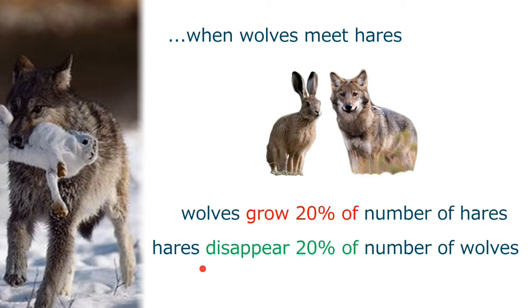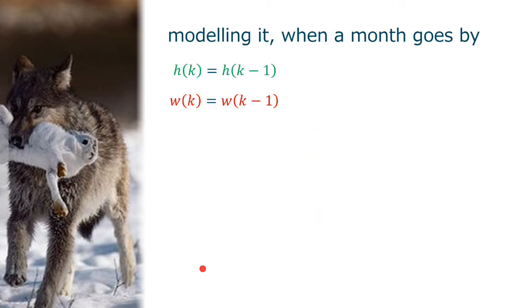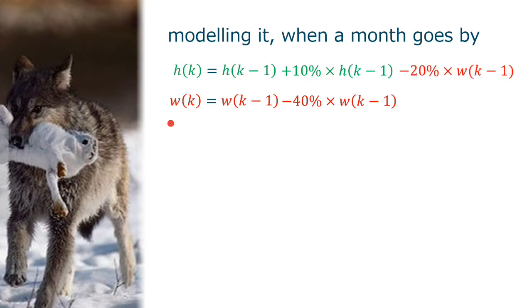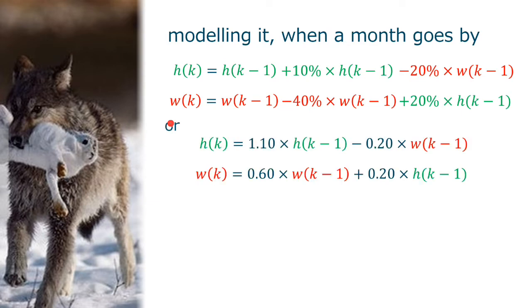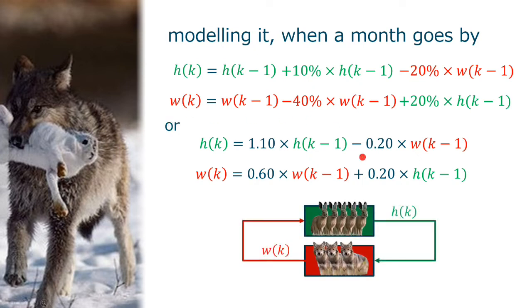So, how can we model these as a discrete time system? The number of hares will increase by 10% each month, and the number of wolves will decrease 40% each month. But then, if we have both in the same ecosystem, we know that hares will decrease by 20% the number of wolves, and wolves will increase 20% the number of hares. We can compact these in these equations, and this represents two systems, the system of hares and the system of wolves, where the number of hares is the input for the system of wolves, and the number of wolves is an input for the system of hares.